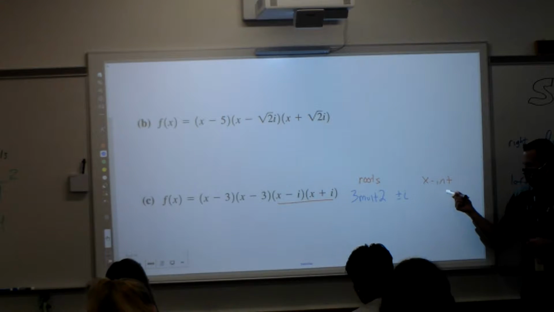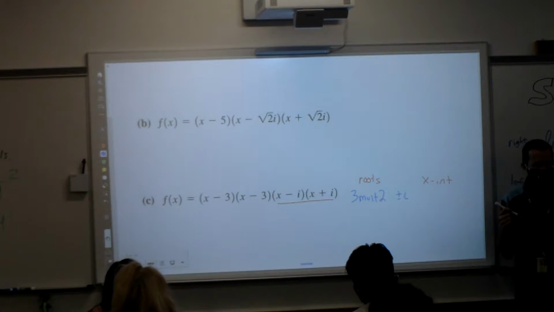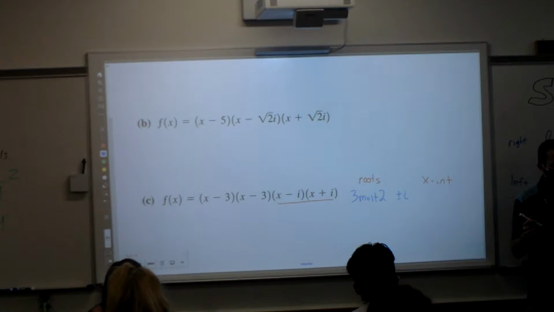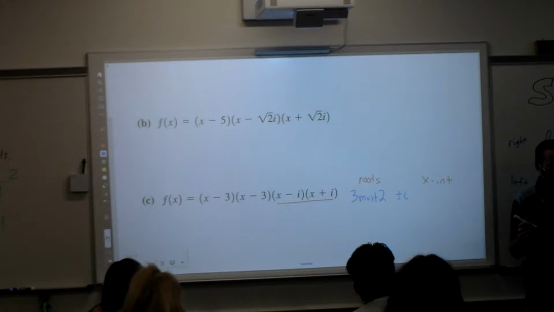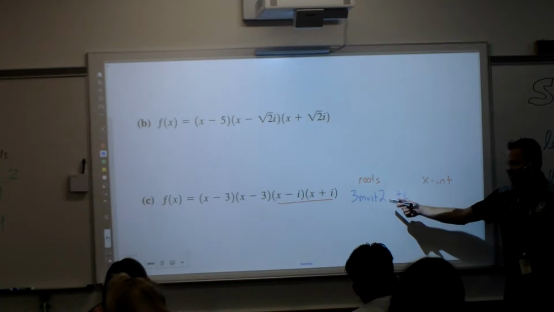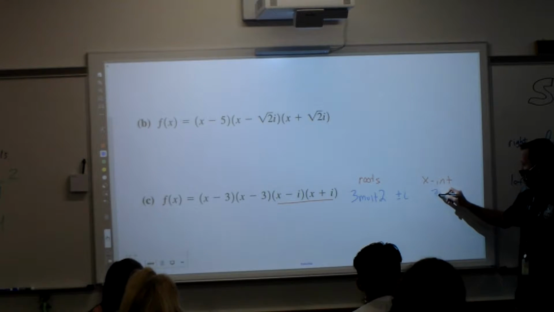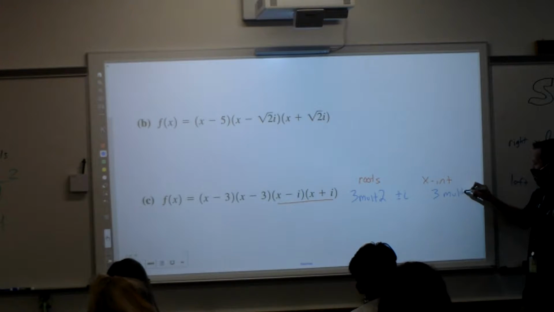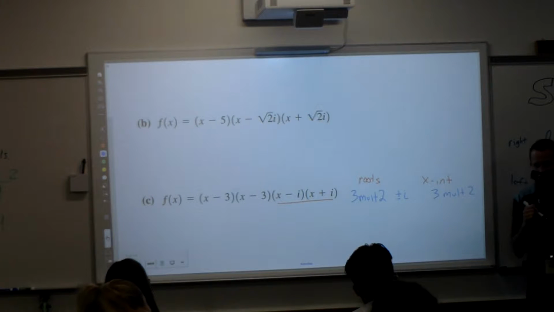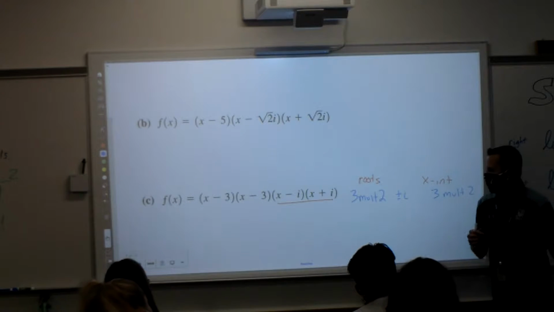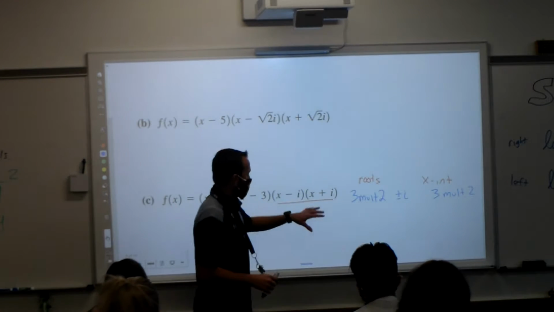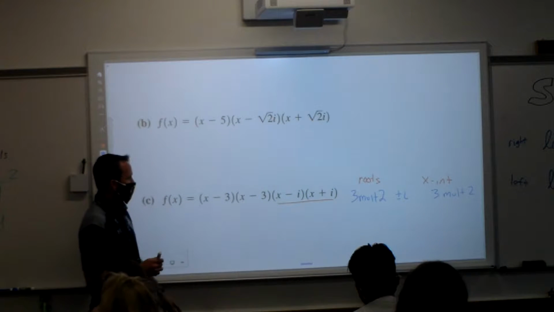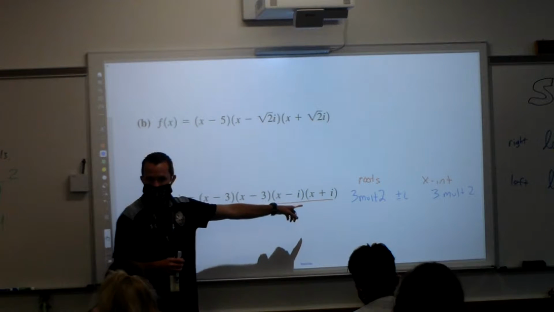Now coming over to the x-intercepts, which of these will be x-intercepts? The 3 used twice, right? Because only real roots turn into x-intercepts when we graph it. Okay, now I wanted you guys to practice multiplying out these. Were you able to get rid of the ugly?